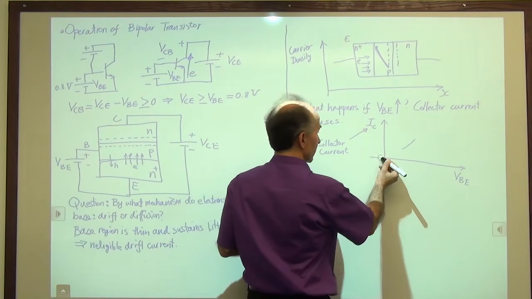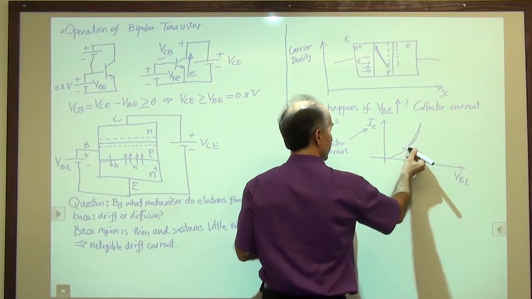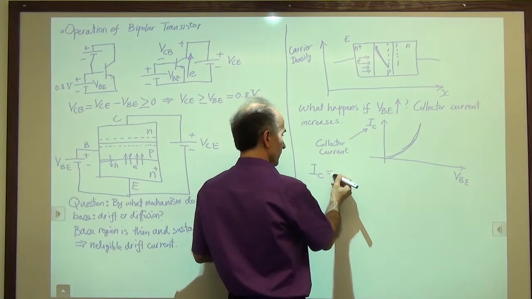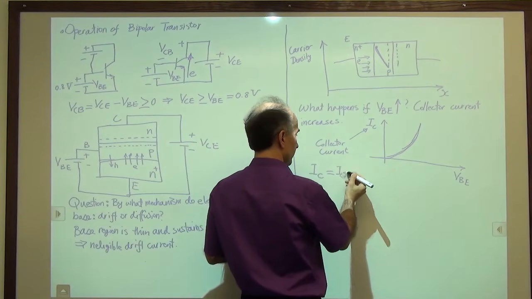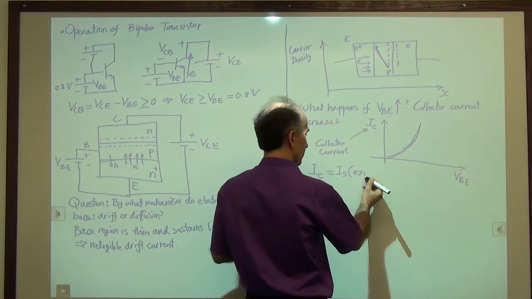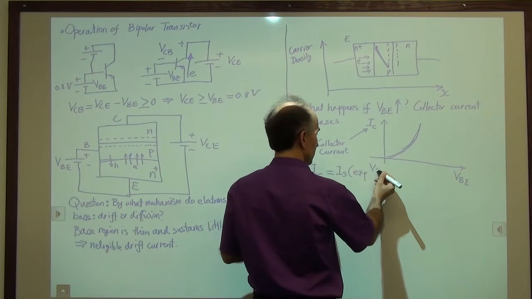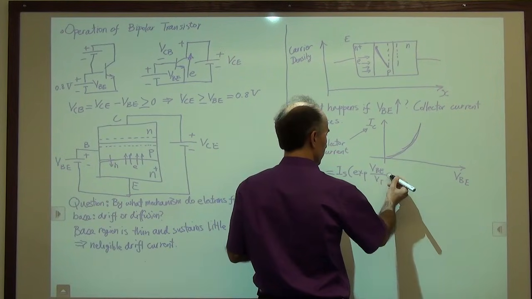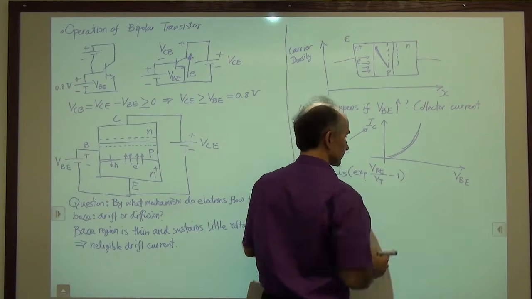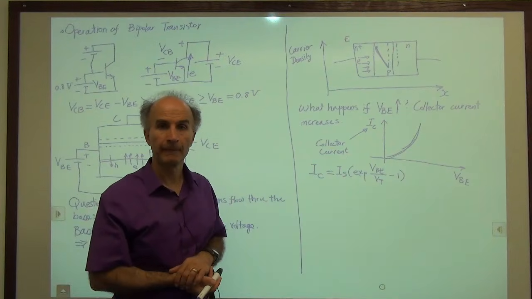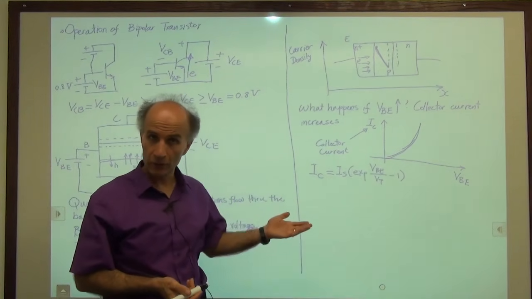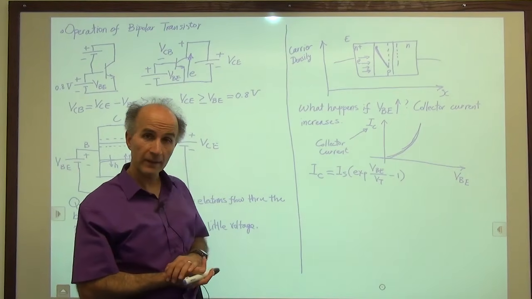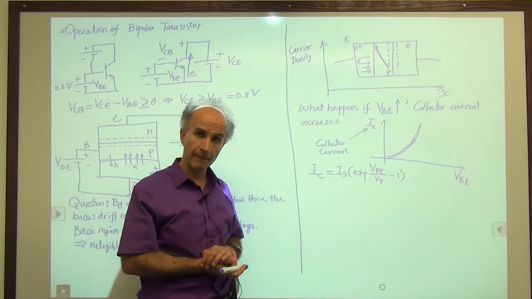So it turns out that this is an exponential relationship, and it's just given like this by IC is equal to IS exp of VBE over VT minus 1. This is, of course, similar to that of a diode. And is it really surprising that we have the same thing?